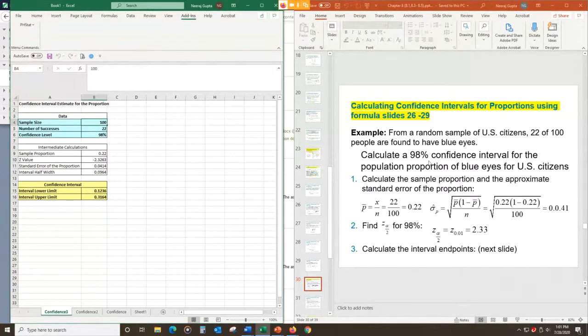Since it is a proportion, I will say 12.36% to 31.64%. So I am 98% confident that the proportion of blue eyes for US citizens is between 12.3% and 31.6%.